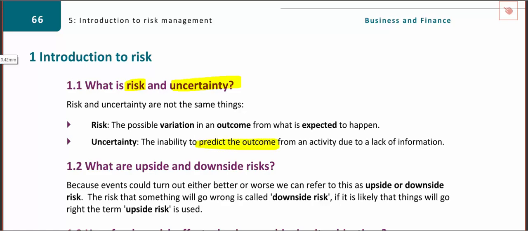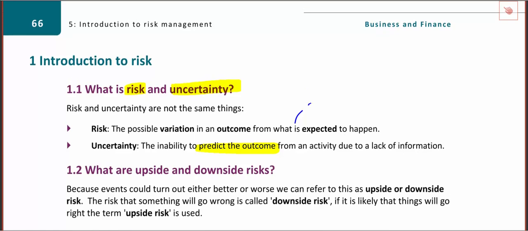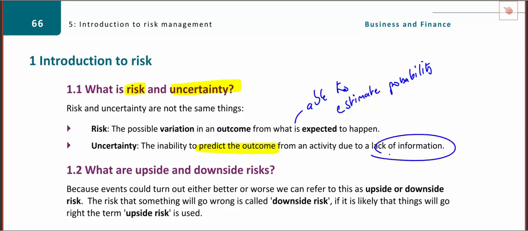So with risk, we are able, due to past experience, to estimate some sort of probability. So risk is where we're unsure about what's going to happen, but we have some sort of probability attached to it. Uncertainty is where we're not even able to do that. So there's a lack of information, which makes it a lot worse for us.